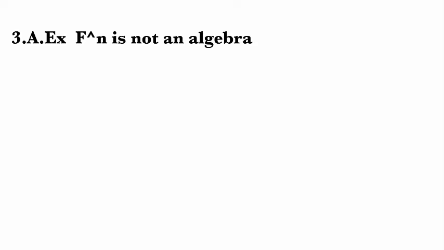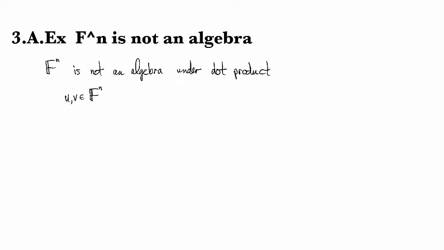So I wanted to go over a common misconception, or maybe a clarification of what I mean by a product in what we're talking about right here. So the first idea is that Fn is not an algebra under dot product. And so the dot product takes two elements of Fn, and here, let me build it up.